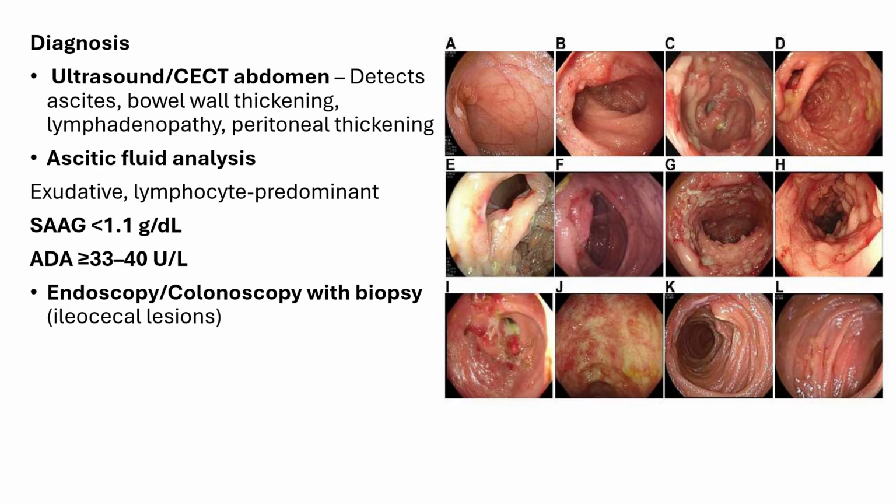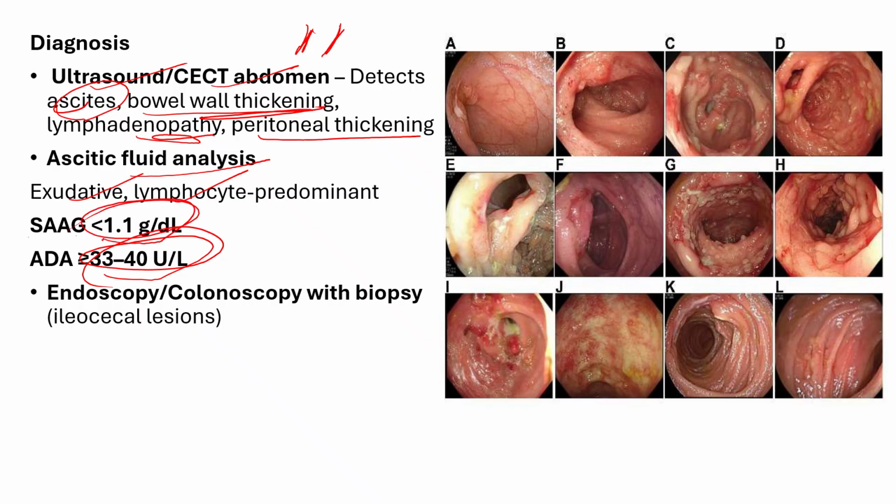The diagnosis would be by imaging, which includes ultrasound or CT, which will show us ascites, bowel wall thickening, lymphadenopathy, and peritoneal thickening. Ascitic fluid will be exudative, lymphocyte predominant, with ADA more than 33 to 40, and serum ascitic albumin gradient will be less than 1.1. Endoscopy and colonoscopy will also help us in diagnosis with biopsy.